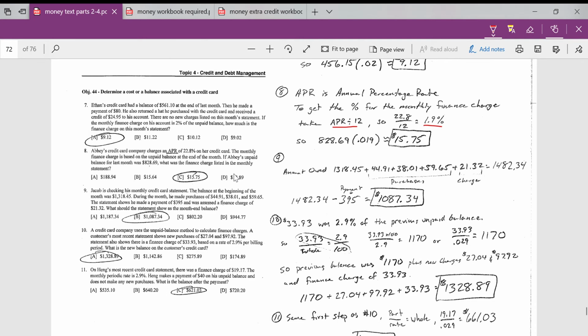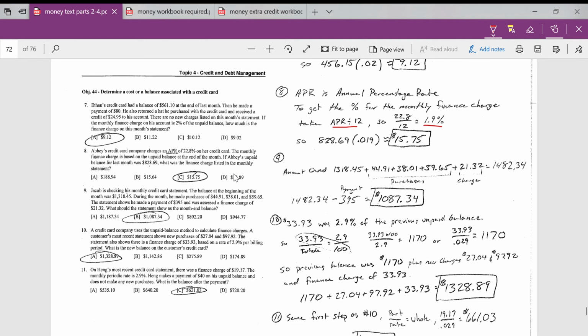Number 9, checking his monthly credit card statement. The balance at the beginning of the month was $1,318.45. So he gets his balance at the beginning of the month. That's how much he owes. It says during the month, he made purchases for $44.91, $38.01, and $59.65. The statement shows he made a payment of $395 and was assessed a finance charge of $21.32. What should the statement show at the end of the month?